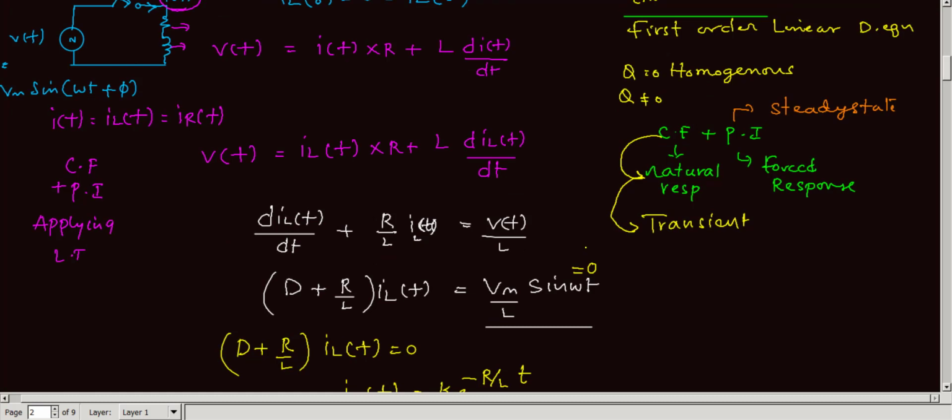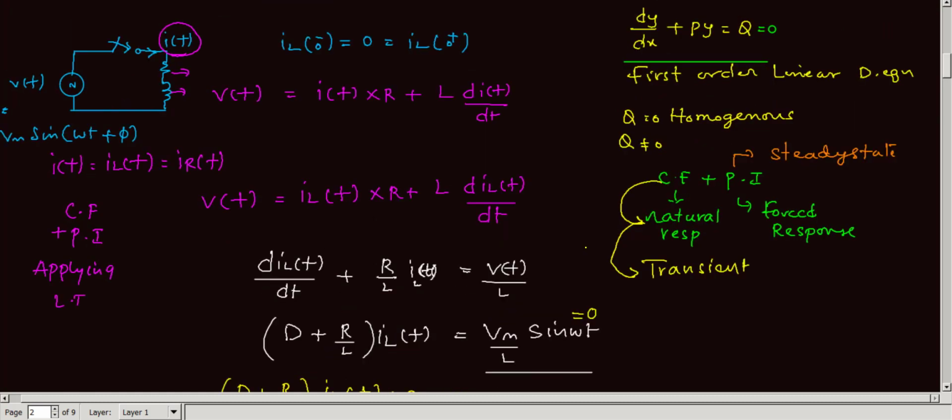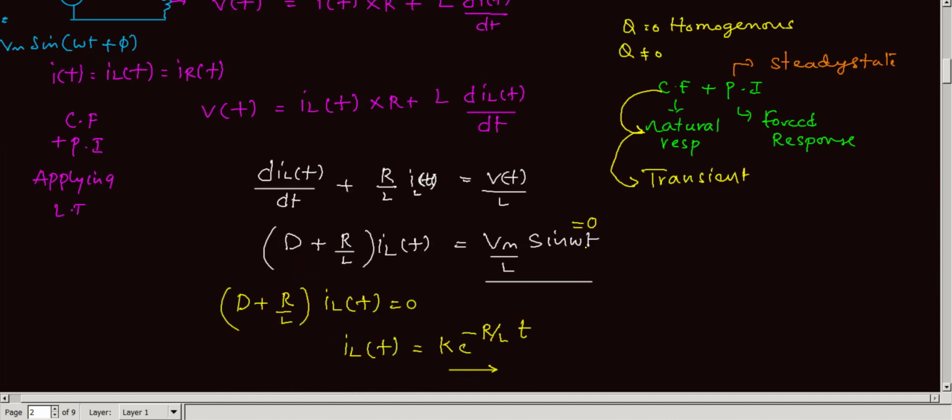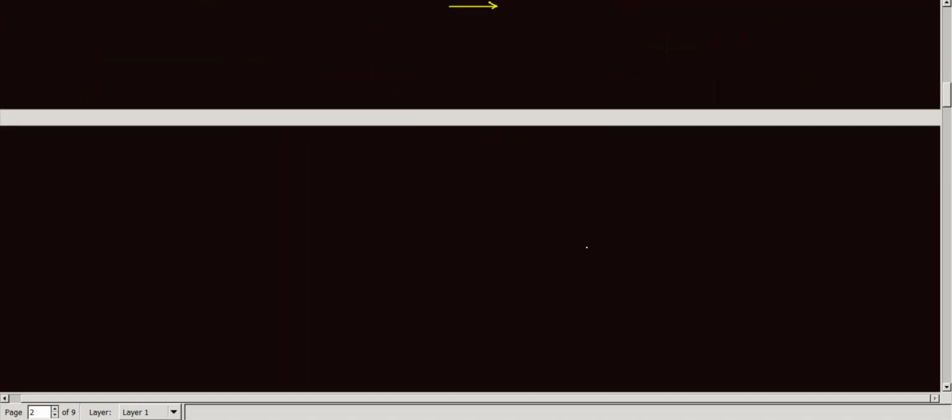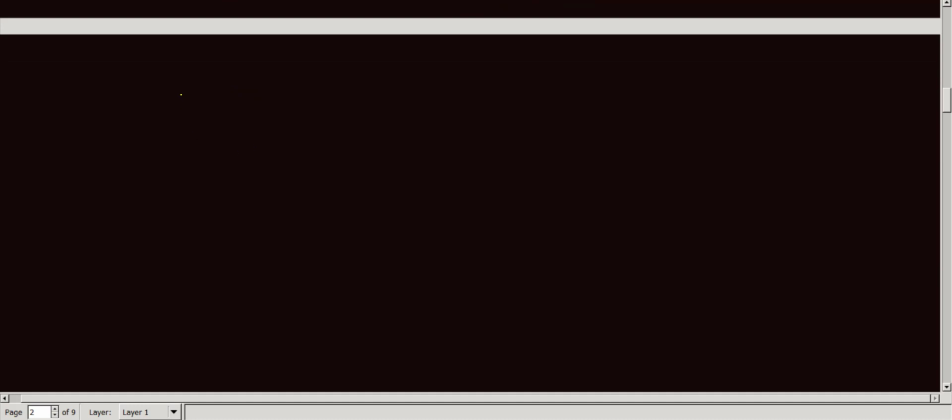So if I have a sinusoidal input for a given network, I know that to find the steady state response, I simply find the transfer function, replace s with j omega, find the magnitude and phase, and multiply with the source. I know very well about that, you also know very well about that. So consider this circuit: v of t equal to Vm sin of omega t plus phi.